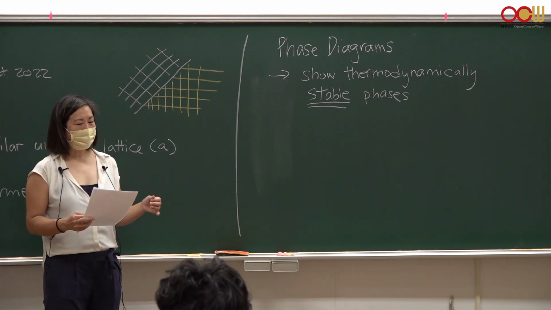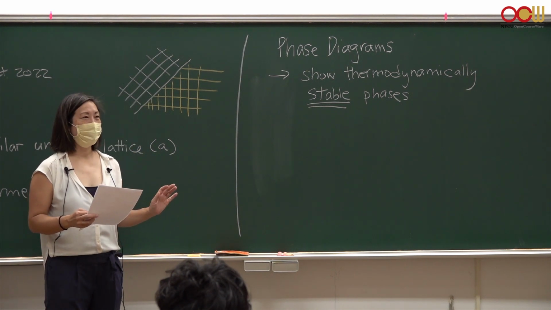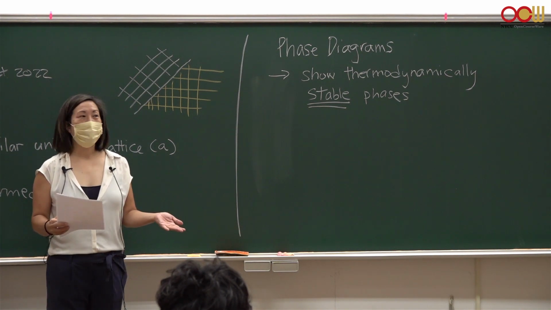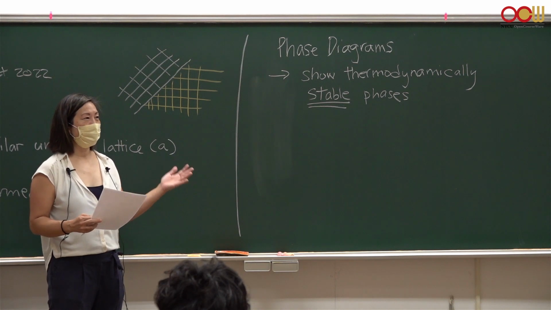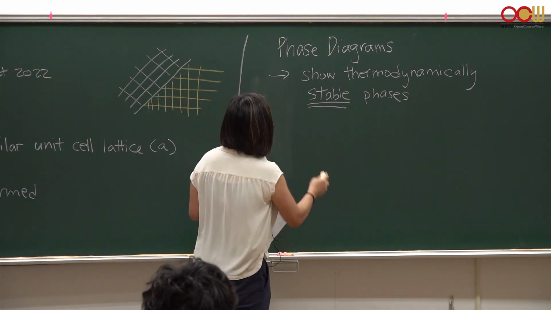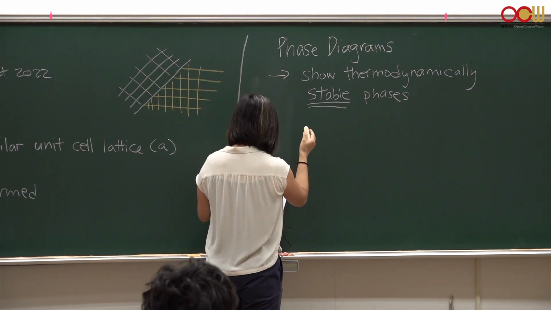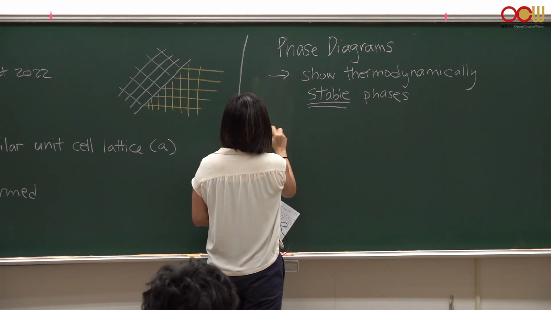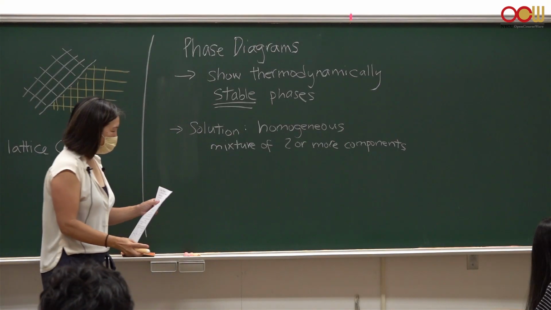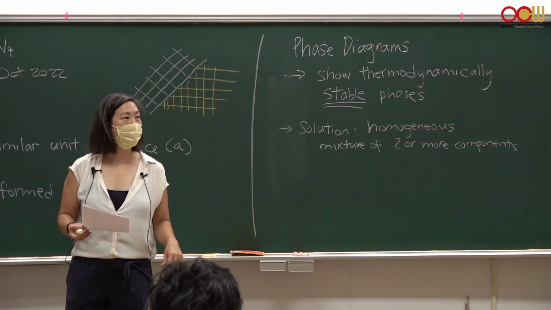So in order to talk about phase diagrams, there's quite a bit of vocabulary that we need to get through. Just like when we were talking about unit cells, we needed to understand the vocabulary behind unit cells. We need to understand the vocabulary behind phase diagrams. So the first one is, what is a solution? A solution is made up of two or more components.